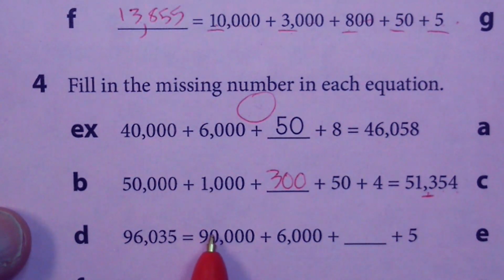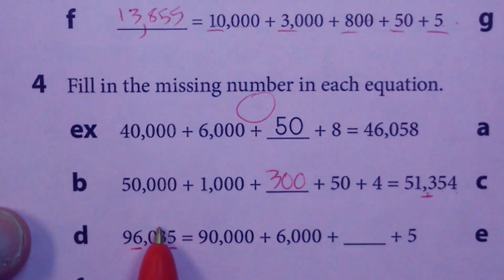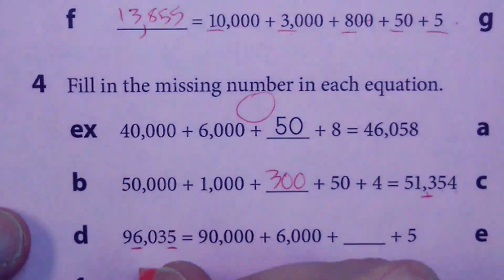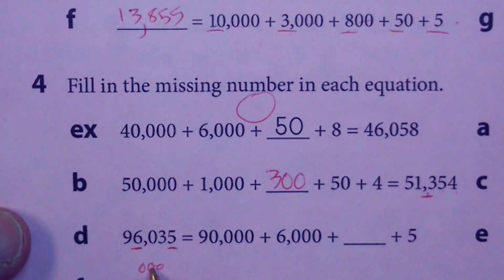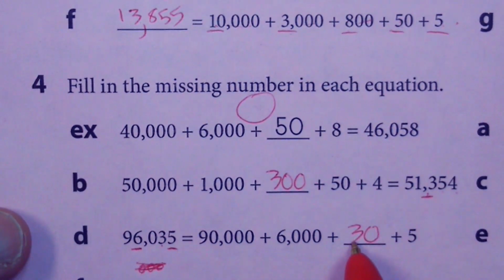96,035. I've got a 90,000 and a 6,000. And then I've got my ones. What's missing between the 6 and the 5? Here's the 6. Ooh, where am I at? Here's the 6. Here's the 5. Now you might say to yourself, there's a 0 and a 3. But we don't write anything if there's nothing in the 0 place. That's like 0 times 100. 0 times 100 is nothing. So we don't worry about that. But there is a 3. I write the 3. And then I ask myself, what place value is the 3 in? This is 5 ones, 3 is in the tens. 3 times 10 is 30.